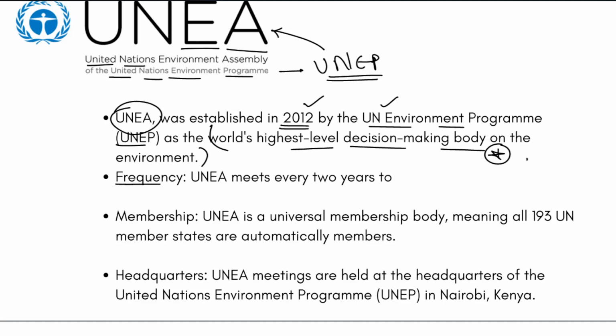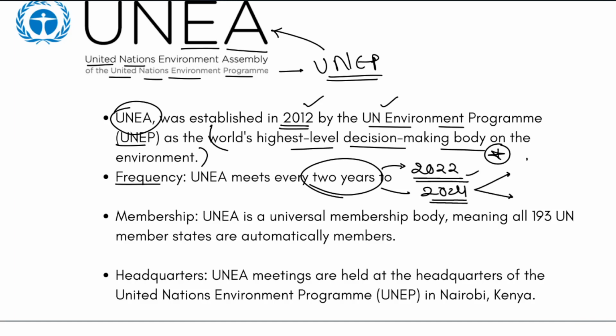Alright, the frequency is it meets every 2 years. 2 years is a time enough for the world to change in respect to climate change and have such discussions. So earlier it met in 2022. Now it's meeting this year in 2024 and it will have two rounds. The first round is going on now in Ottawa, Canada, and the second round will be in Busan, South Korea.